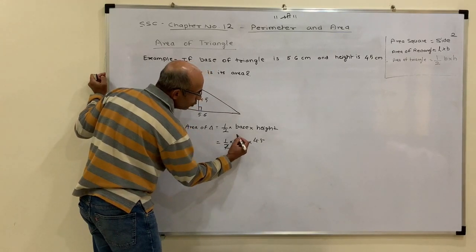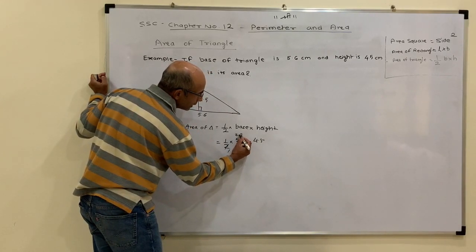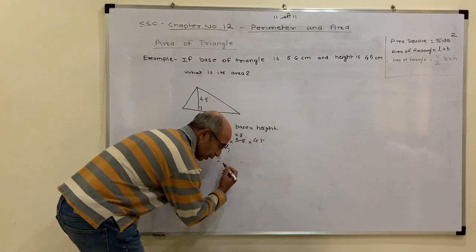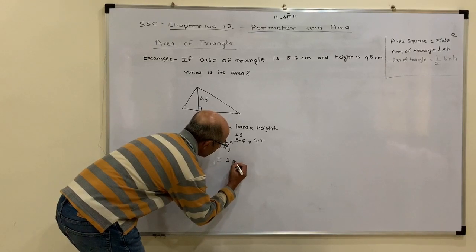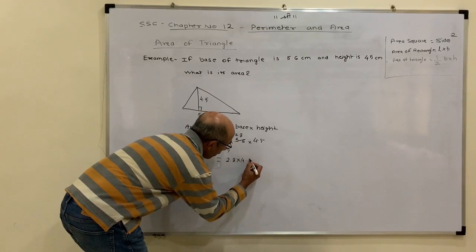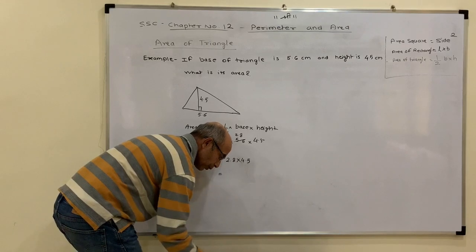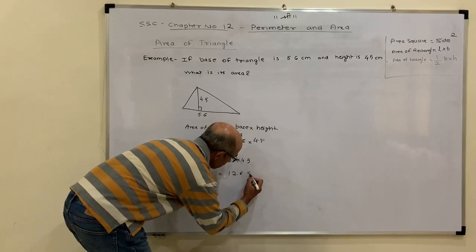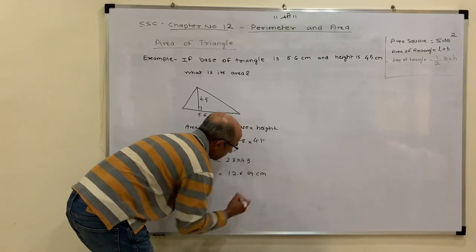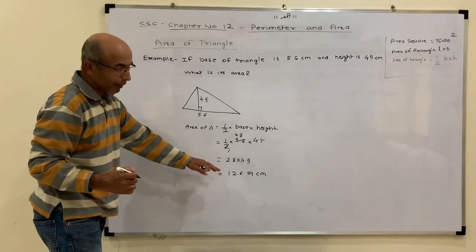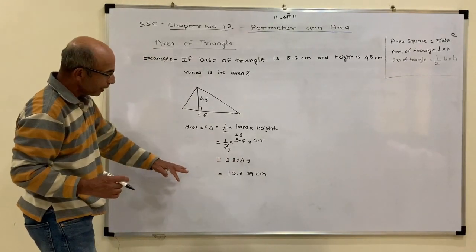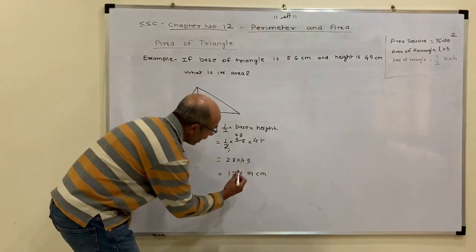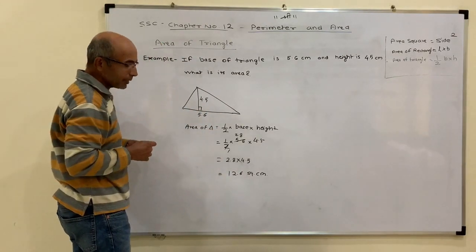So 2 ones are 2, 2 twos are 4, 2 eights are 16. Then it comes out to be 2.8 into 4.5. That comes out to be 12.6 square centimeters. You need to do the multiplication separately. I have already done it, so I have written 12.6 square centimeter.